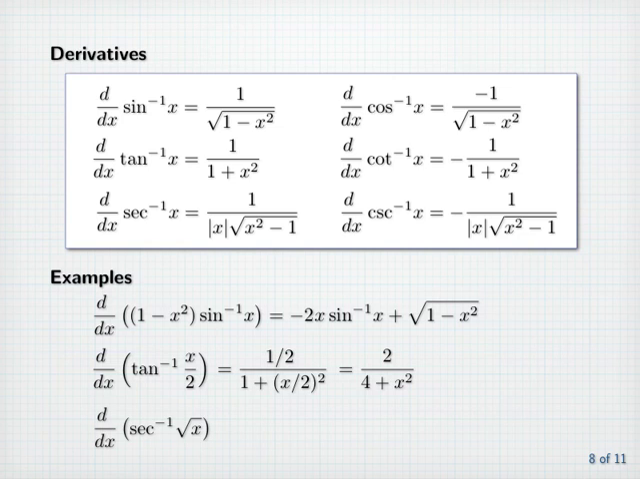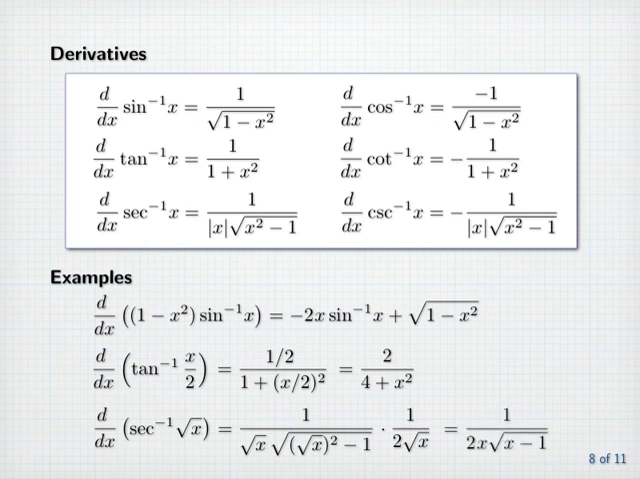Now let's take the derivative of the inverse secant of the square root of x. The outside function is the inverse secant, so we substitute square root of x into the derivative of inverse secant, which gives us 1 over the absolute value of the square root of x, which is just the square root of x, times the square root of the square of the square root of x minus 1. So now we need to multiply by the derivative of the inside function, square root of x. That's 1 over 2 times the square root of x. Now we multiply denominators. There's a square root of x times the square root of x for an x, and so we have 1 over 2x times the square root of x minus 1.